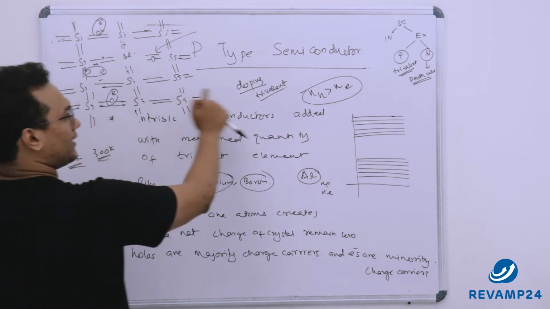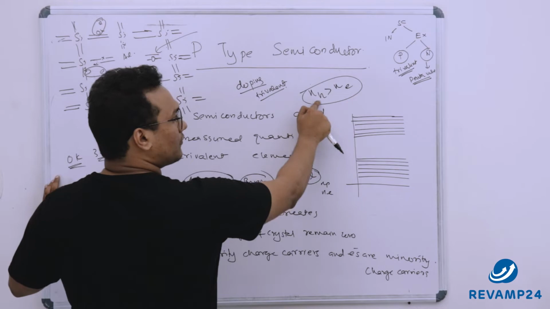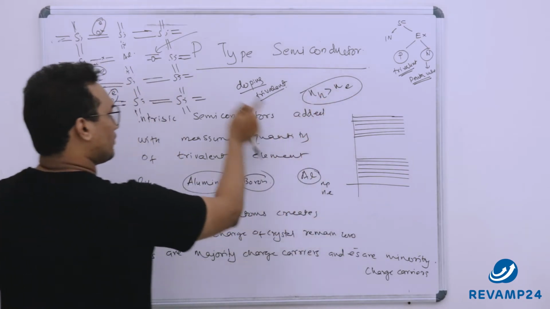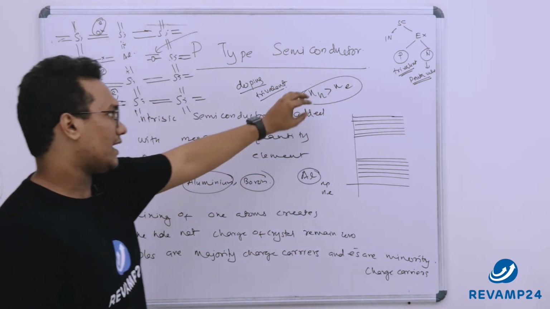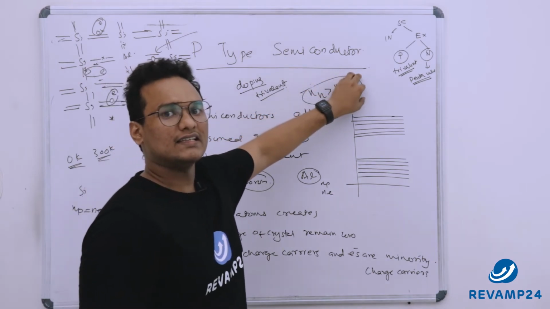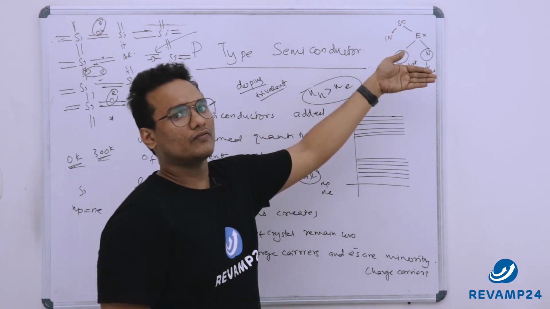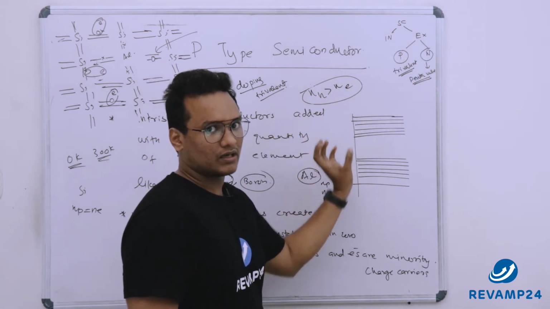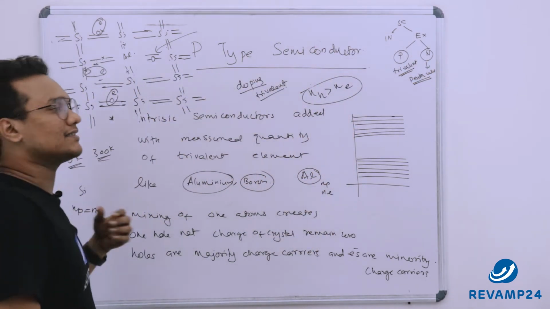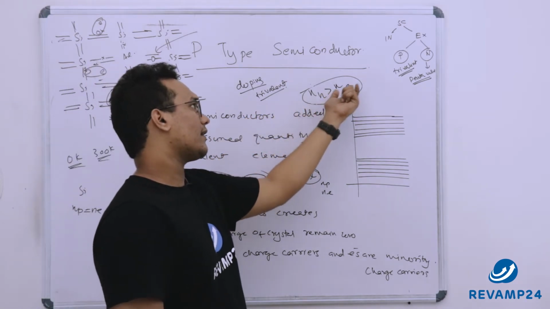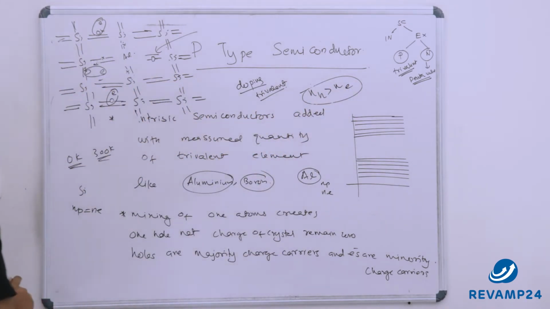Why? If you are comparing the total number of charge carriers, the number of holes is greater than the number of electrons. I have explained that to you. So these are majority charge carriers and these are minority. Why majority and minority? Just the perspective of numbers. The number of holes is more, the number of electrons is less. That's the reason we are calling them majority charge carriers and minority charge carriers.